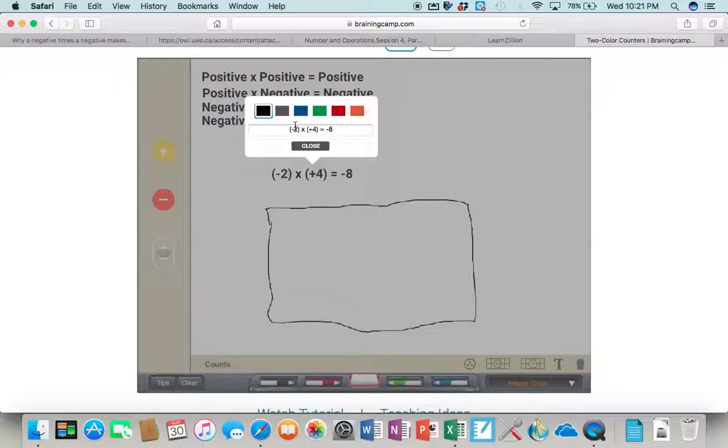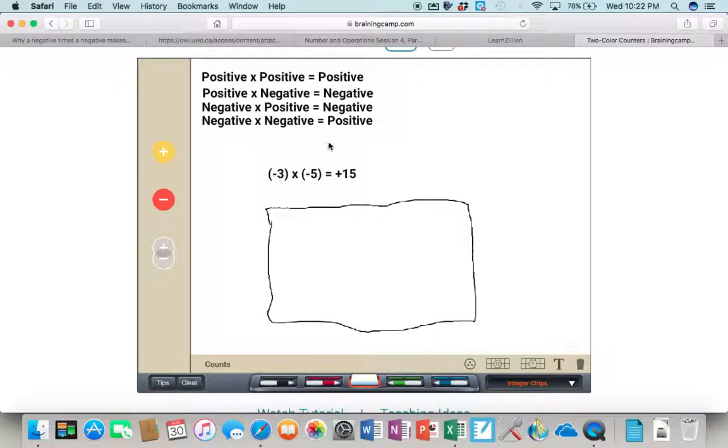So let's go back in here and change the value slightly. So let's go with negative 5 here, and let's ramp it up to negative 3. And if you're taking a look at the rules, you see that that's going to end up being a positive, and we're going to have positive 15. So let's just go with that. So a negative times a negative is a positive, and I may need more space here.